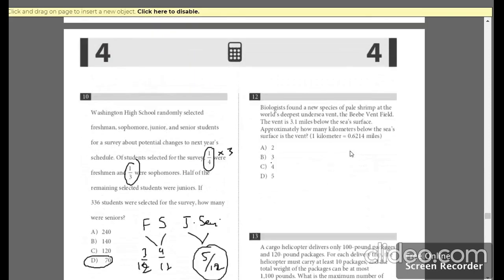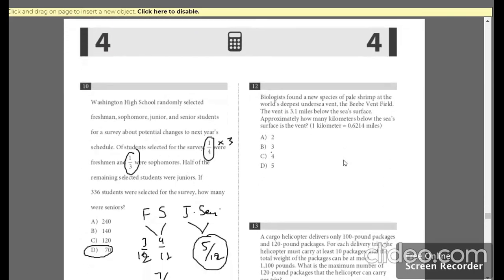Moving on to question number 12 quickly. We've got biologists found a new species of a pale shrimp at the world's deepest undersea vent. The vent is 3.1 miles below the sea surface. Approximately how many kilometers below the sea? So approximately, this is what you have to remember. It means our answer is going to be in decimal. We need to round it off.